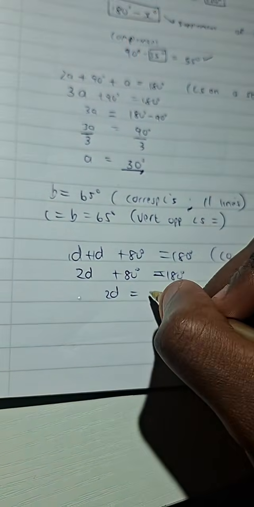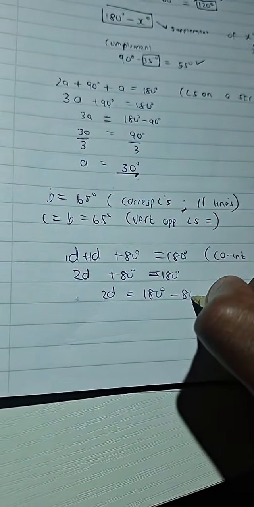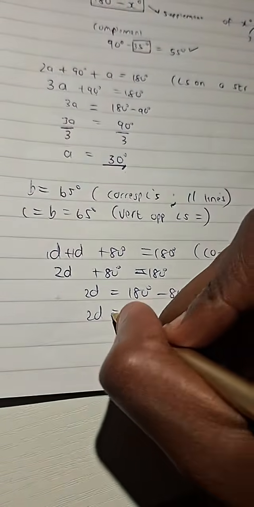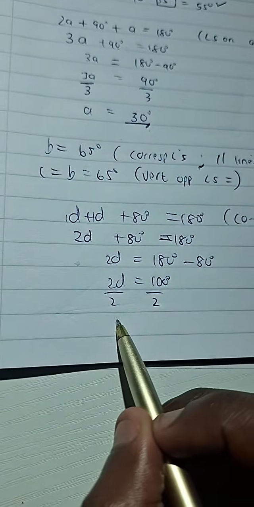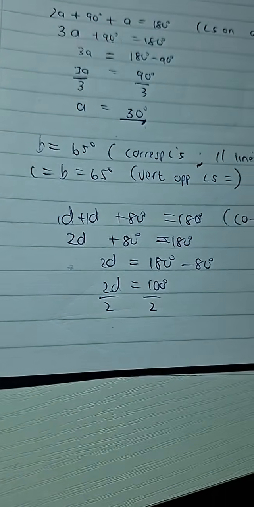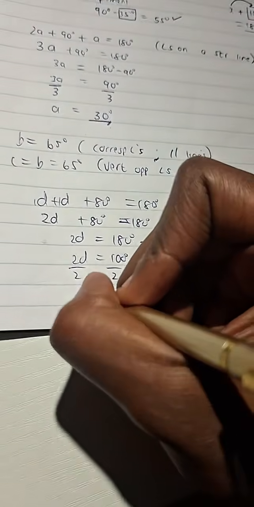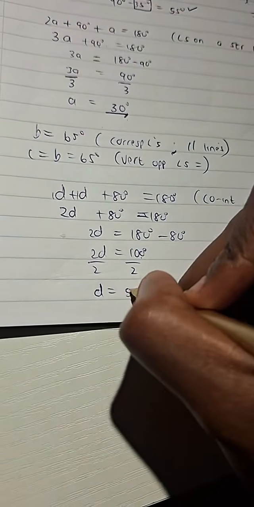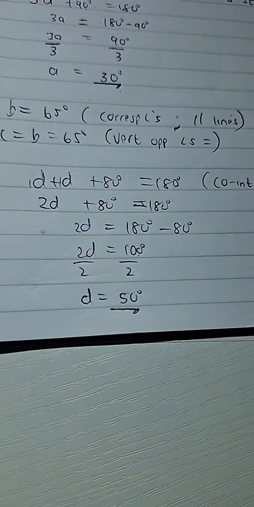You simply solve. 180 degrees, you take the 80 over, minus 180. Then you get 2D is equal to 100. Then from there you divide by the coefficient of D. That's very important. And then you get D is equal to what? 100 divided by 2 gives us 50 degrees. So you guys are 100% those people that said D is equal to 50 degrees.